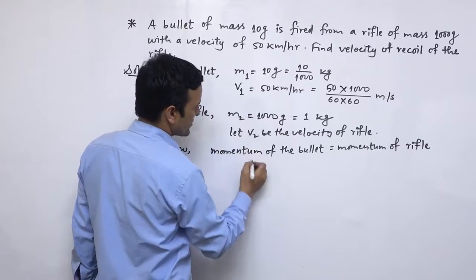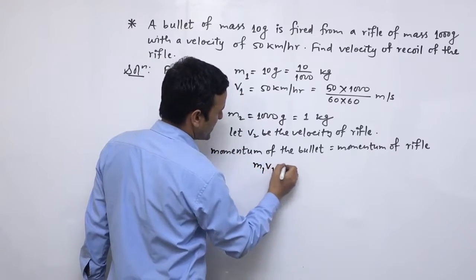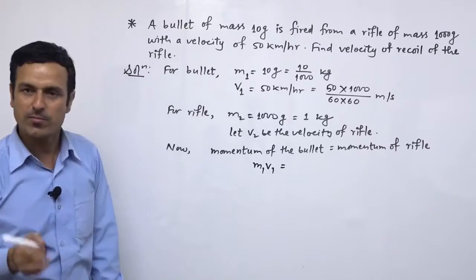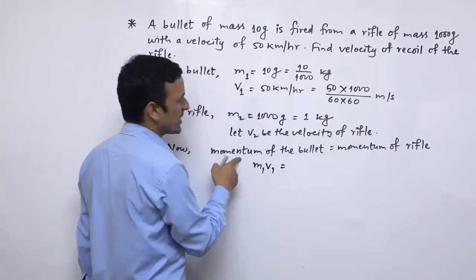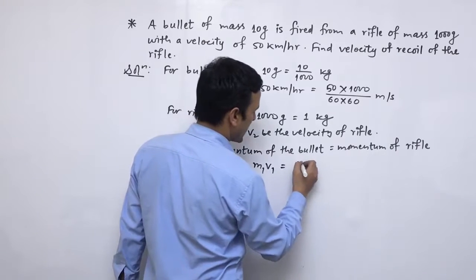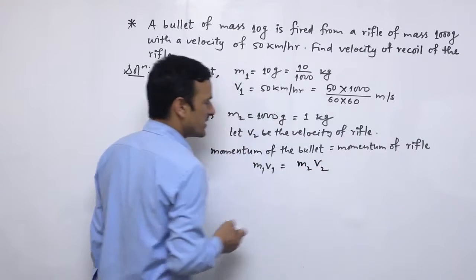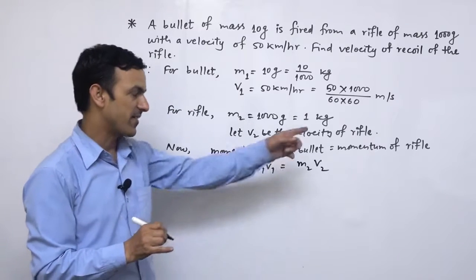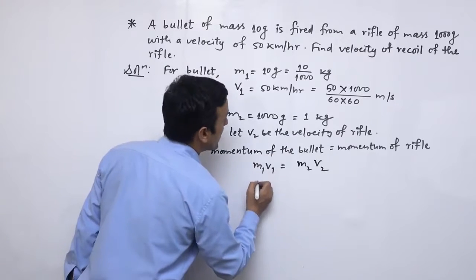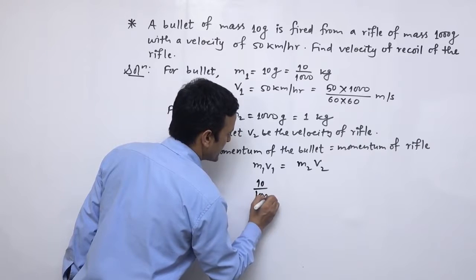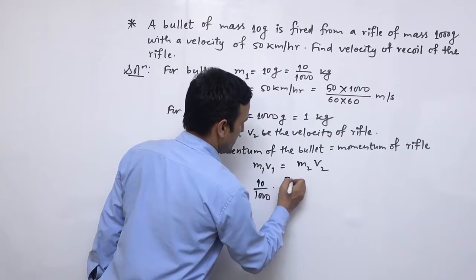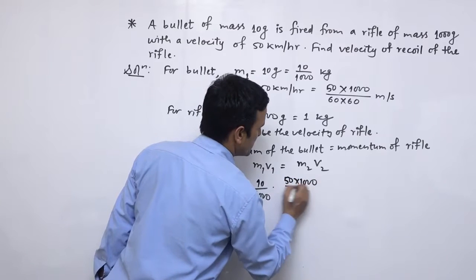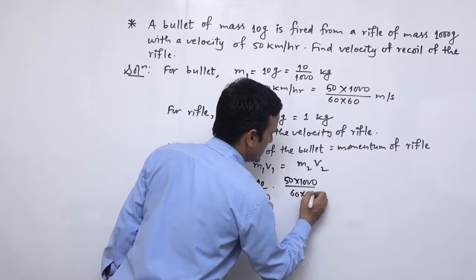बुलेट को मोमेन्टम हामी कसरी निकाल्छौं? m1 v1 गरेर निकाल्छौं. मोमेन्टम भनेको मास इन्टु भेलोसिटी हो. सो मास इन्टु भेलोसिटी मल्टिप्लाई गर्ने बुलेट को लागि र राइफल को लागि अगेन m2 इन्टु v2, मास इन्टु भेलोसिटी फर राइफल. सो राइट डाउन द भ्यालु. m1 भनेको 10 डिवाइडेड बाइ 1000 इन्टु v1 भनेको हामीसँग छ 50 इन्टु 1000 डिवाइडेड बाइ 60 इन्टु 60.